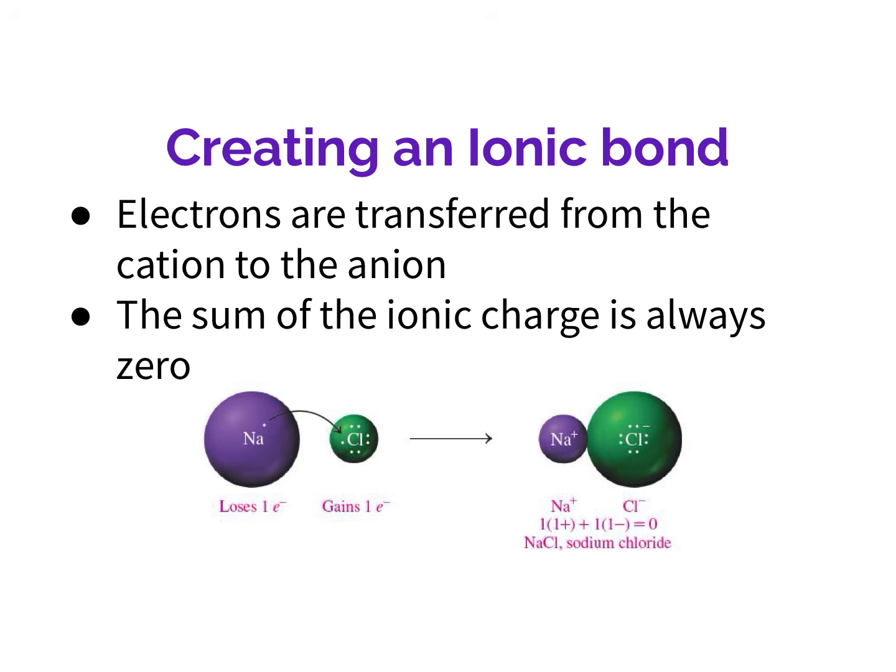So let's talk about creating an ionic bond. We are going to be transferring our electrons from the cation to the anion. And when we do that, the sum of our ionic charge is always going to turn out to be 0. So in this case, our sodium lost 1 electron and gave it to the chlorine. The chlorine gained that electron, and so we have a +1 charge here and a -1 charge on the chlorine, which gives us an overall charge of 0 on that compound.